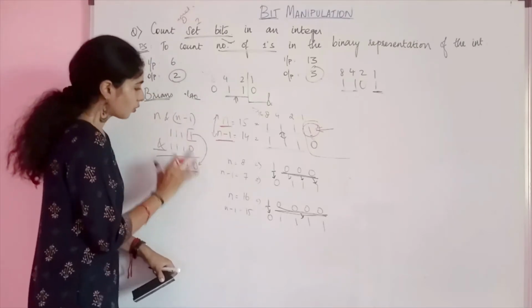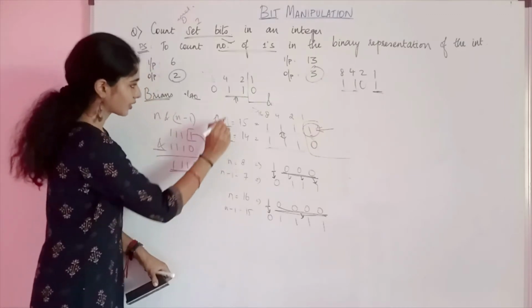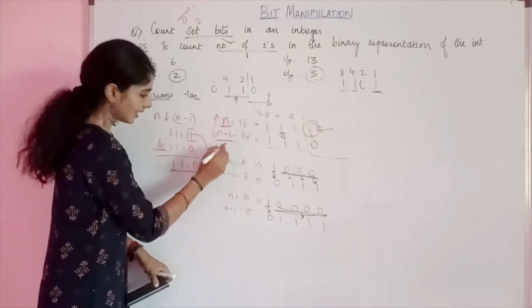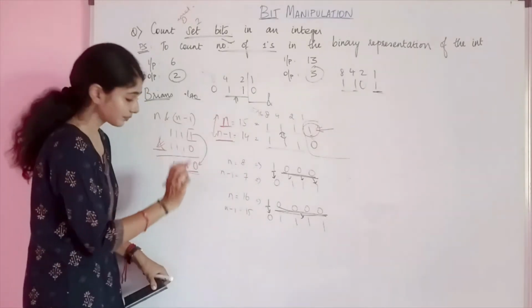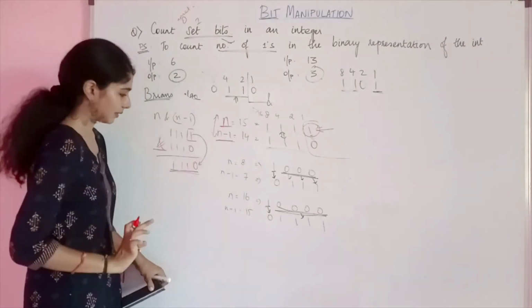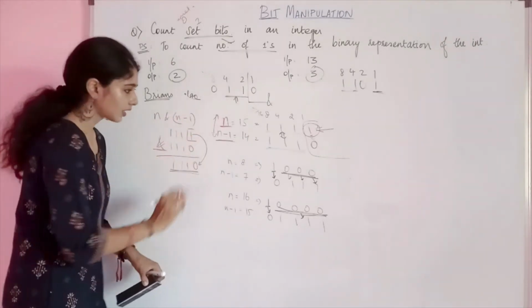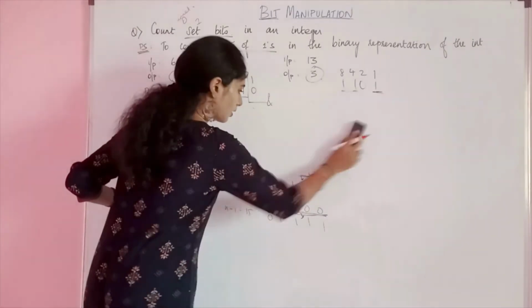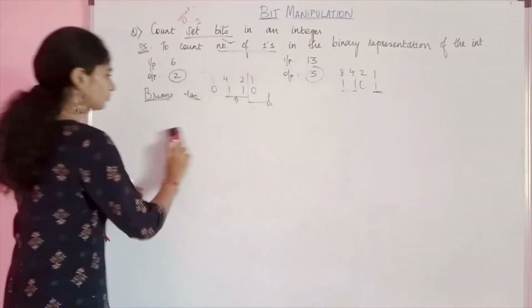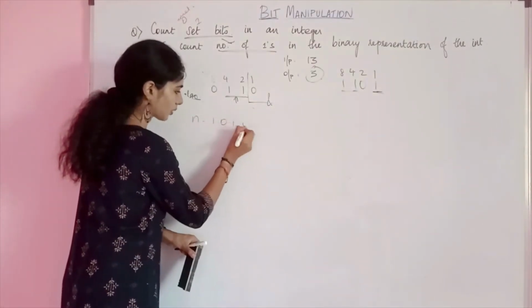So the aim of the entire thing, right now I got this. Suppose n is 15, then n minus 1 is 14, and I'm using the AND operator. What is happening? I am unsetting the rightmost set bit. Fine. Now, let n be 1, 0, 1, 0.